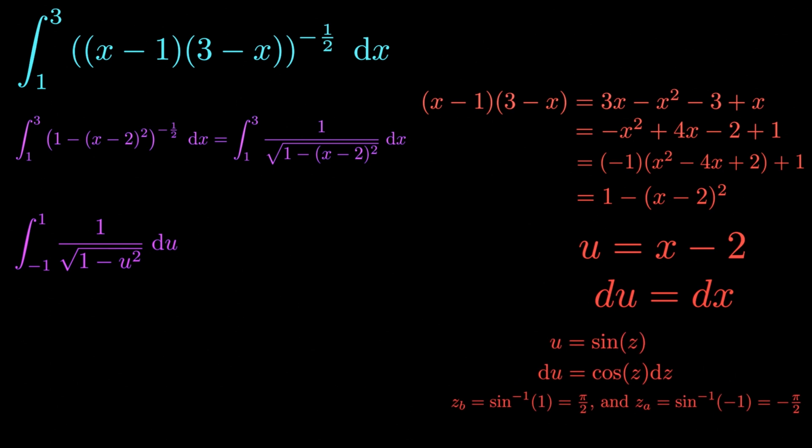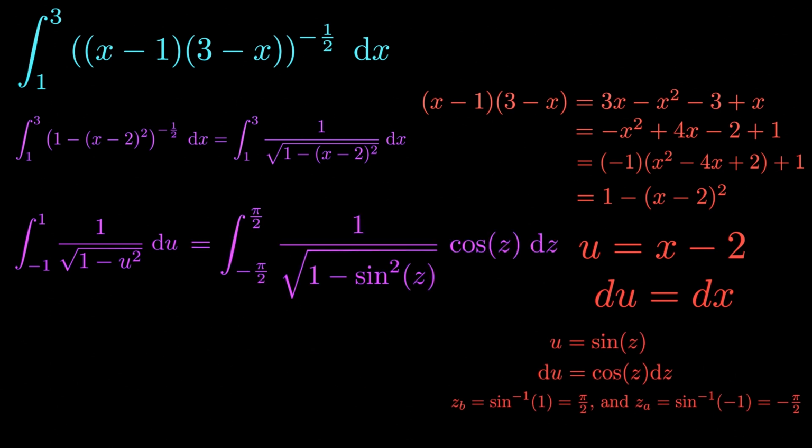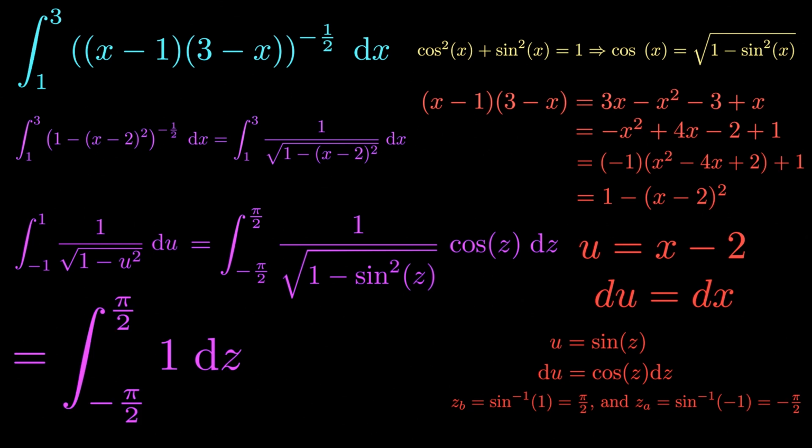This allows us to rewrite our integral as the integral from minus pi over 2 to pi over 2 of 1 divided by the square root of 1 minus sine squared of z, multiplied by cosine of z dz. And now we can make use of the Pythagorean identity. We can rearrange it so that we have cosine of x is equal to the square root of 1 minus sine squared of x. This means that our integral would become the integral from minus pi over 2 to pi over 2 of 1 over cosine of z multiplied by cosine of z dz, which of course just simplifies to the integral from minus pi over 2 to pi over 2 of dz.